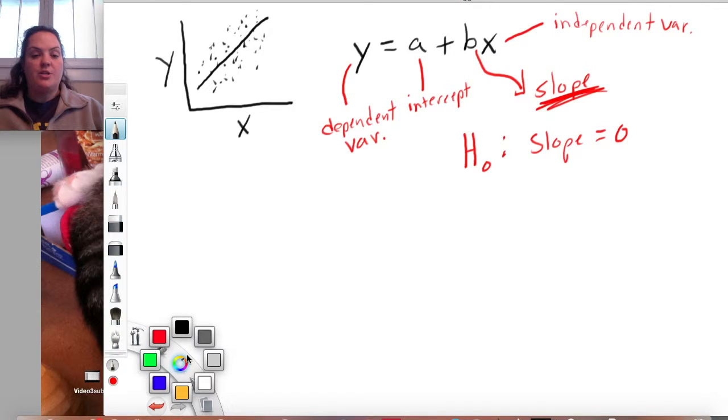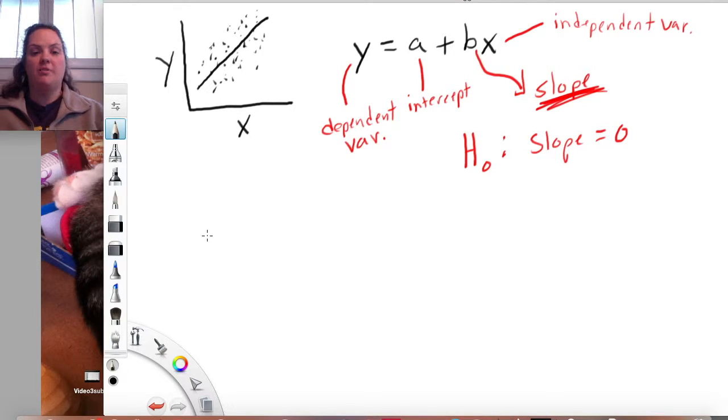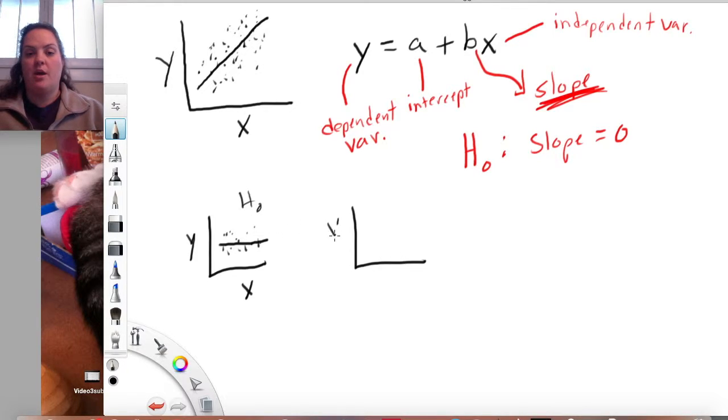So, does the slope we get from our regression have to be 0? Can it be positive? Can it be negative? Well, it can be positive, negative, or 0. So here's an example where we have no slope, which is our null hypothesis. An example where we have a positive slope, which would be our alternative hypothesis, right? Because we're hypothesizing that X does cause a change in Y.